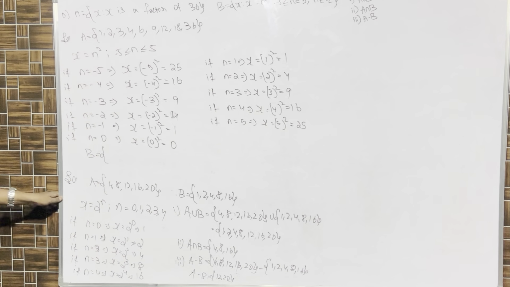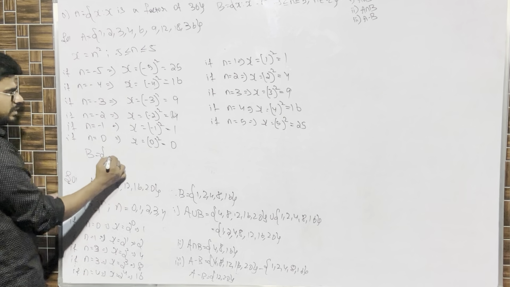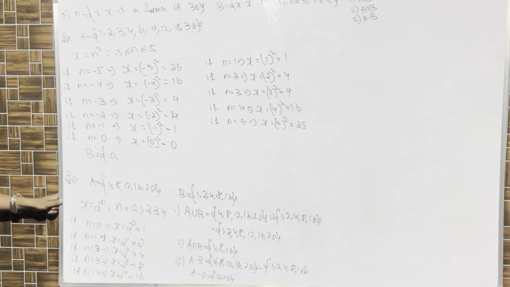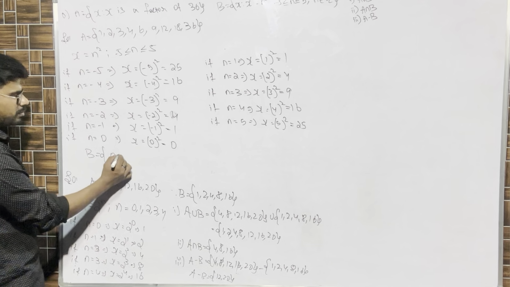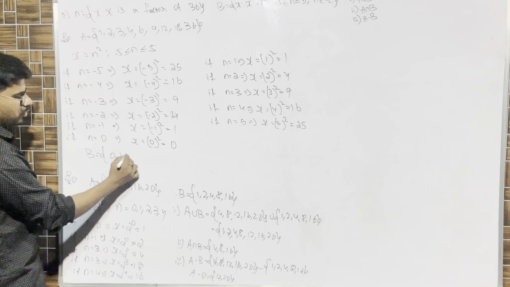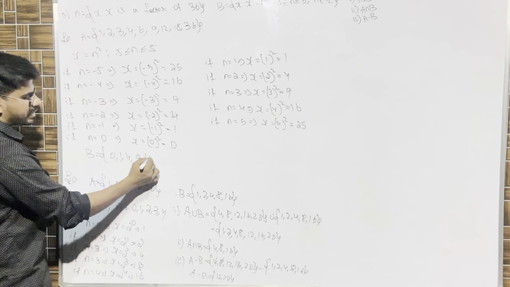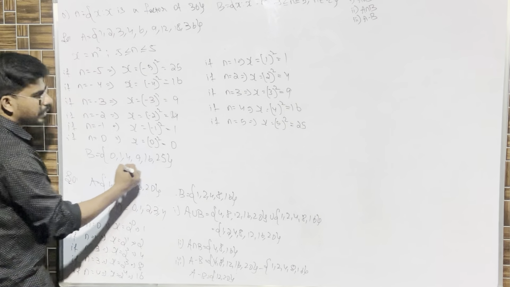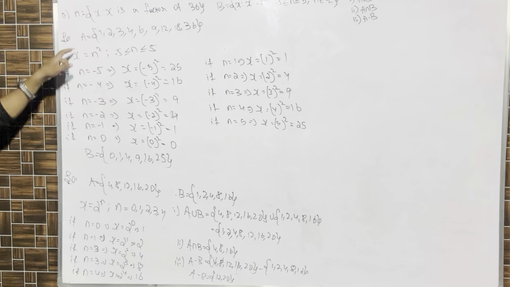it starts from the lowest value, 0, 0, 1 is there 2 times. So in a set, if the same terms are repeating, we won't write them. So 1 is there 2 times, write only once. Next, 1, 4, 9, 16, 25. This is set A, this is set B.